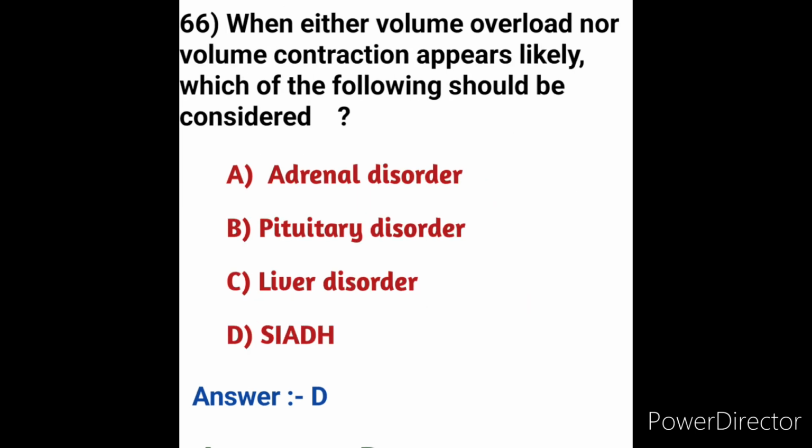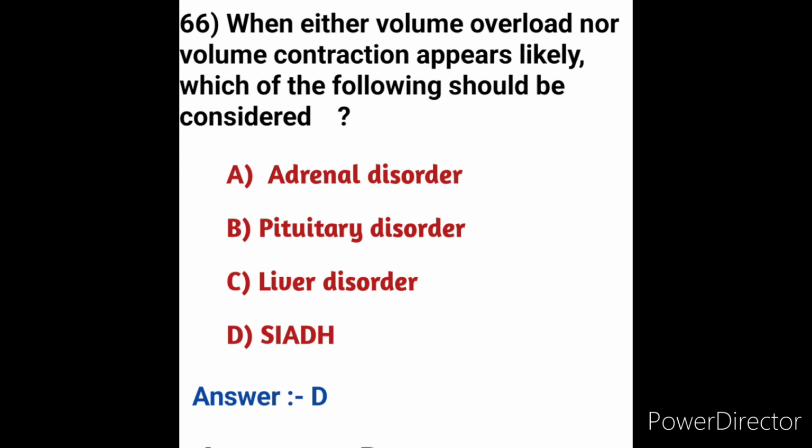When either volume overload or volume contraction appears likely, which of the following should be considered? We will see the options here. Option A, adrenal disorder. Option B, pituitary disorder. Option C, liver disorder. Option D, SIADH.